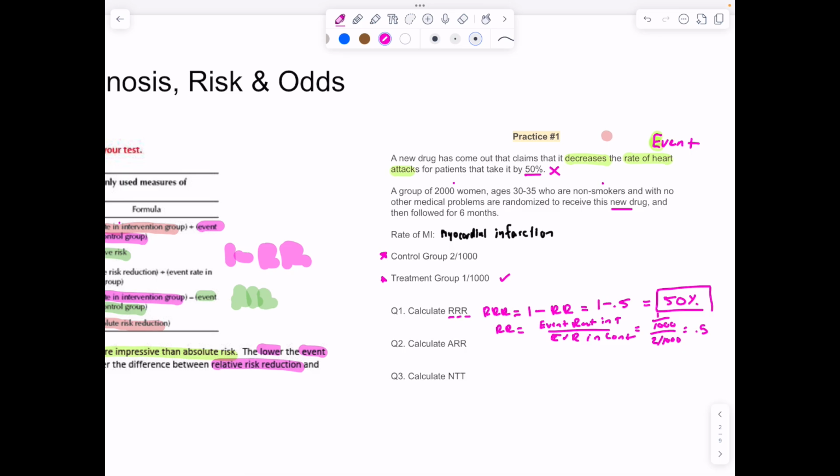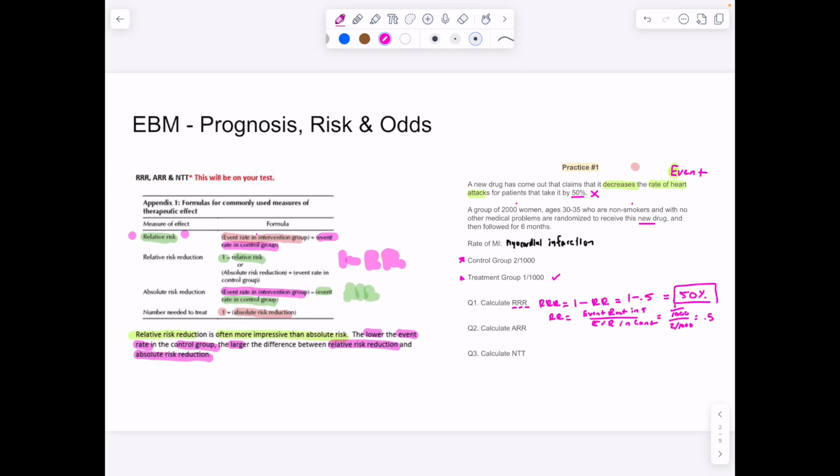Okay, absolute risk reduction is our event rate in the intervention group minus the event rate in the control group. So absolute risk reduction is equal to event rate in the treatment group, 1 over 1,000, minus the event rate in our control group, 2 over 1,000, and that's equal to a very tiny number. We're going to use our calculator here. So 1 divided by 1,000 minus 2 divided by 1,000, and we get negative 0.001. That's just saying that there is a decrease; absolute risk reduction is 0.001, but you multiply that by 100, so you get 0.1%.